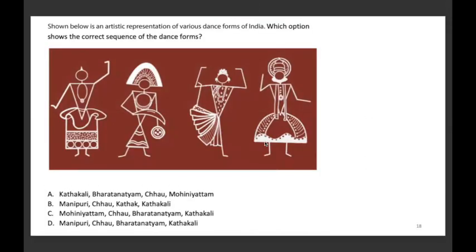Shown below is an artistic representation of various dance forms of India. Which option shows the correct sequence of the dance form? We're given here a dance form and its abstract representation in a painting style. We have to identify which is the correct sequence of the dance form. So here the first one is Manipuri, next is Chau, third one is Bharatnatyam, and the fourth one is Kathakali. So the correct option is option D. Okay. We'll move to the next one.